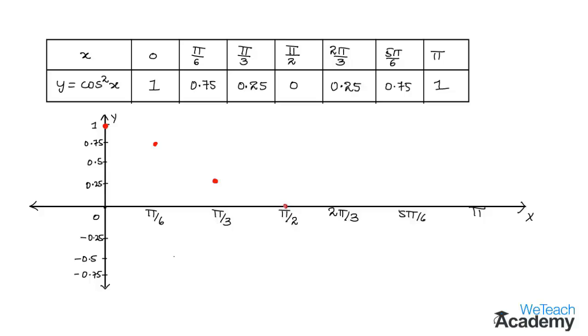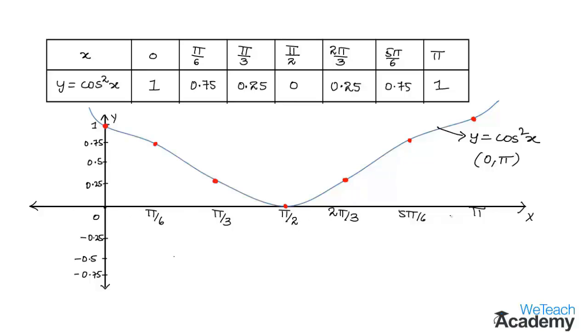And now let us plot the next radian, which is 2 pi by 3, and its value is 0.25. So for 2 pi by 3 and y equal to 0.25, we get a point somewhere here. And then the next radian is 5 pi by 6 and its value is 0.75. So somewhere here we get a point where 0.75 and 5 pi by 6 meet, and the next radian is pi and its value is 1. So here we get a point, and now by joining all these points we get a graph. This is the graph for y equal to cos square x for the interval 0 to pi. That is, the graph lies between 0 to pi.